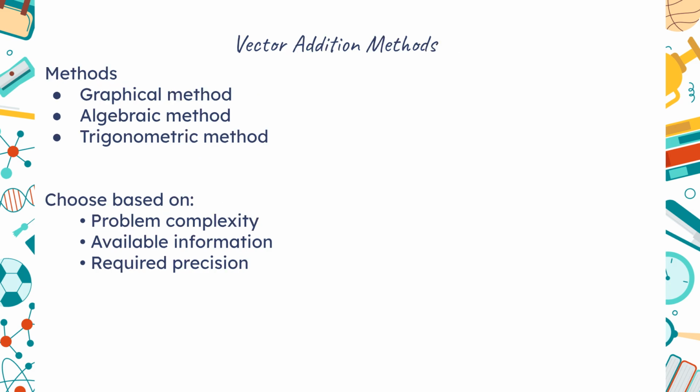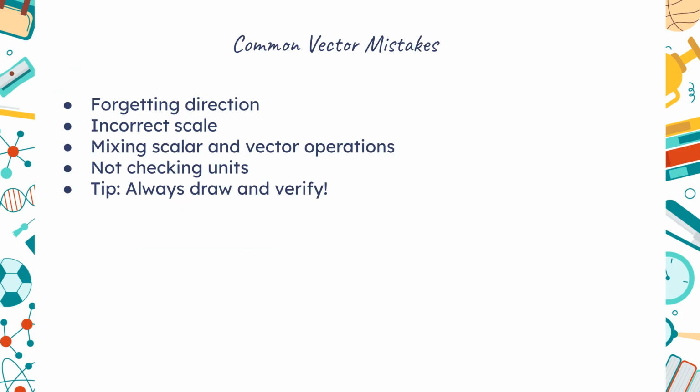There are several methods for vector addition: the graphical method, the algebraic method, and the trigonometric method. The choice depends on the problem complexity, available information, and required precision. Common vector mistakes include forgetting direction, using an incorrect scale, mixing scalar and vector operations, and not checking units. A good tip is to always draw and verify your work.